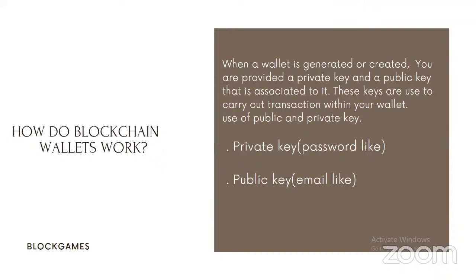So how does a blockchain wallet work? First of all, let's discuss what a private key and a public key are. Private key and public key come into place when a wallet is being generated. When a wallet is being generated, you are provided with a private key and a public key that is associated with your wallet. So let's use email as an example.